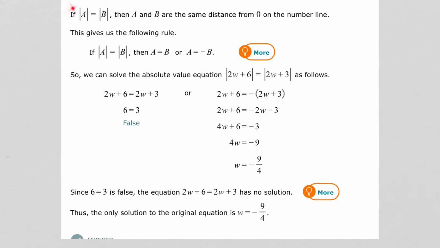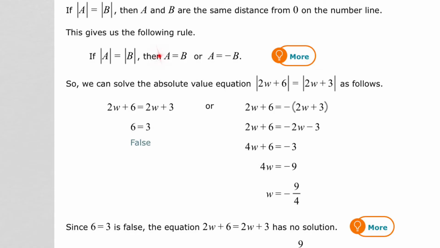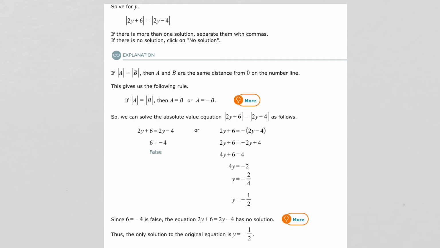Remember, you're given two absolute values. The idea is that they should equal each other, and your job is to find out if they do. So you get A and B, you drop the absolute value signs, then you solve this equation, and then you solve A equals negative B. This is the negative 2w plus 3, so that's B.